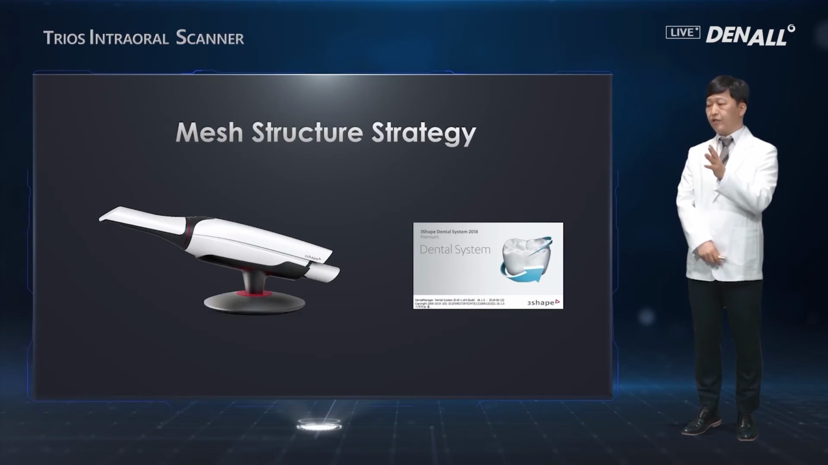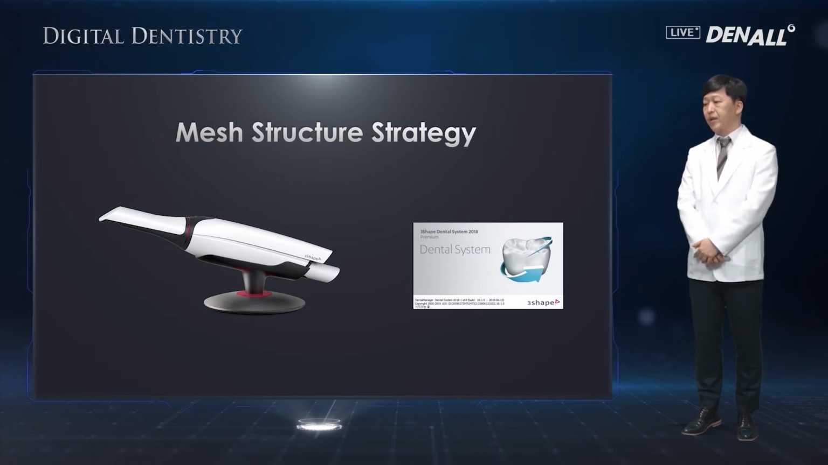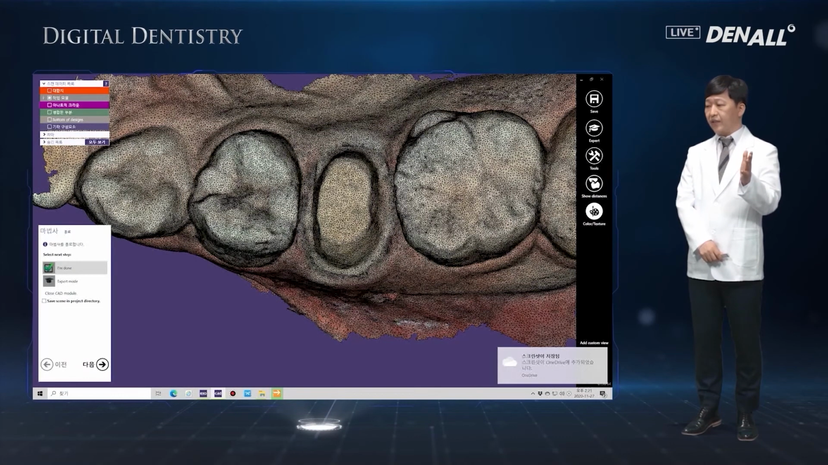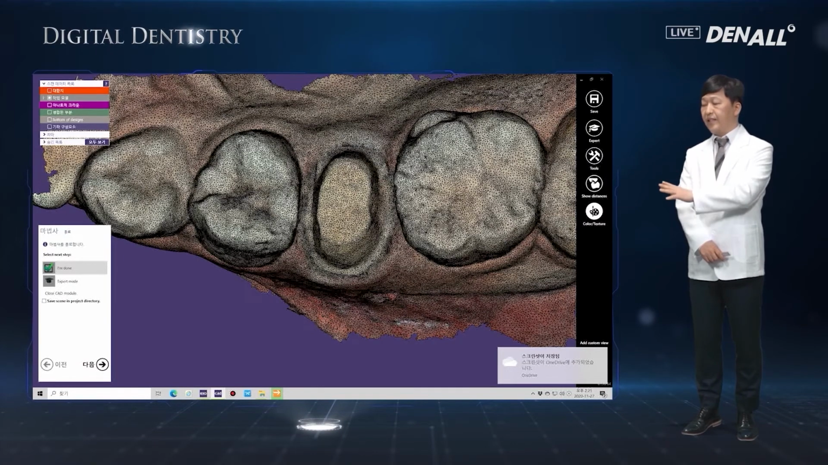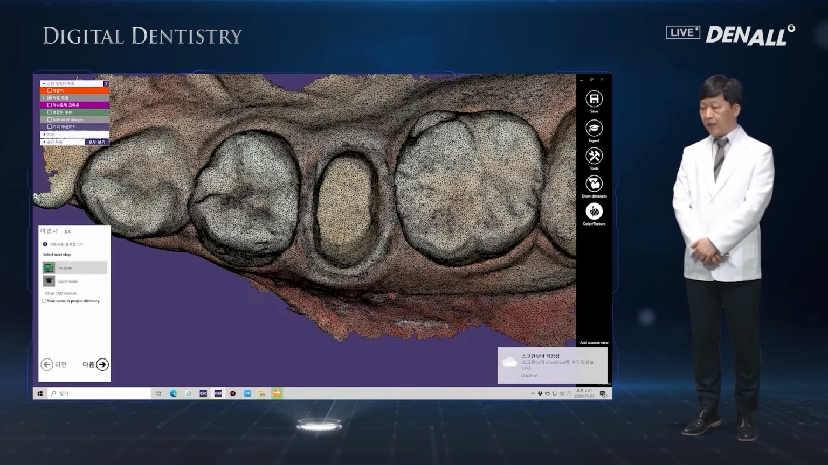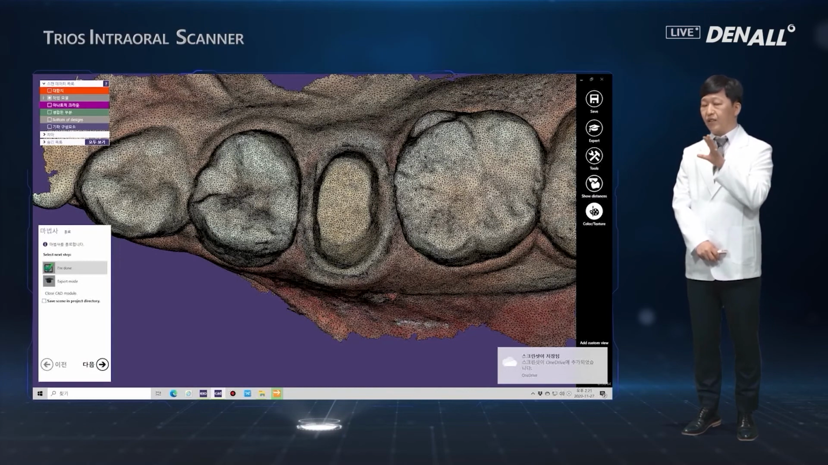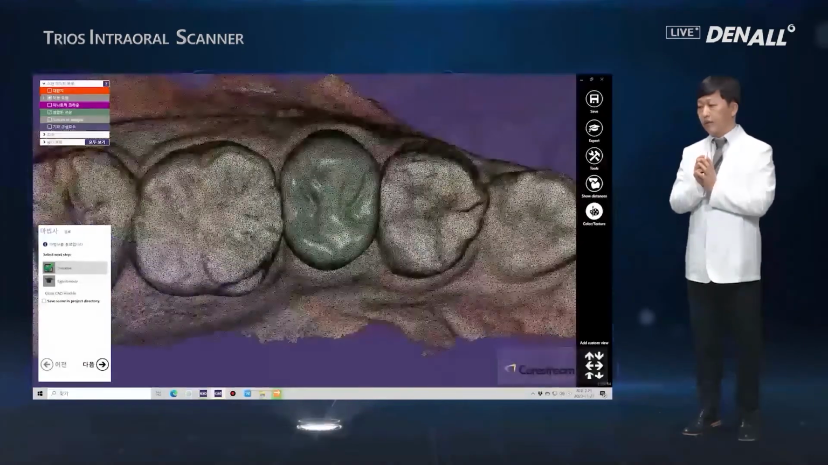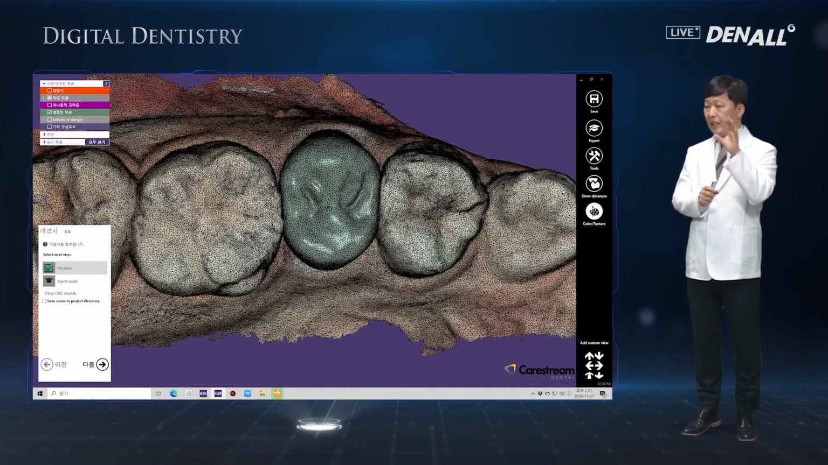Next, let me talk about the mesh structure strategy. Depending on a scanning company, they adopt different strategy. The STL file from the Carestream scanner uses the strategy of scanning evenly and more densely. If you look at here, there's not much difference in the size of the mesh structure between the abutment, adjacent teeth, and gingiva. Likewise, there's not much size difference in the mesh structure between the crown, adjacent teeth, and gingiva.